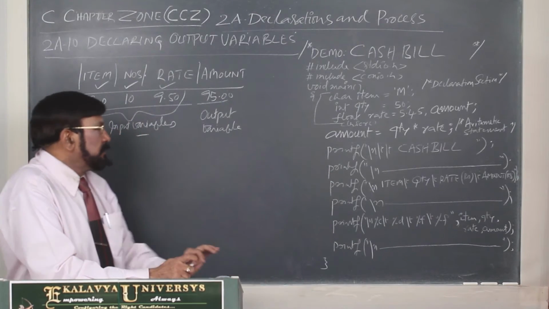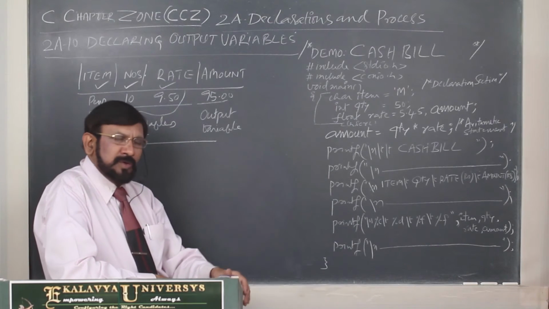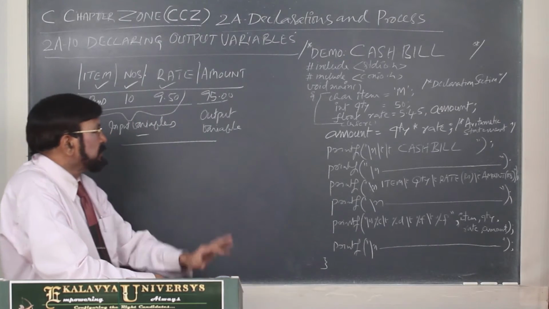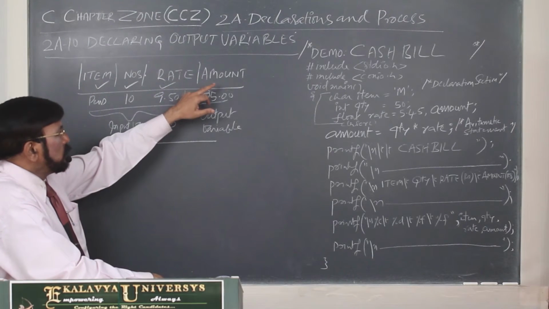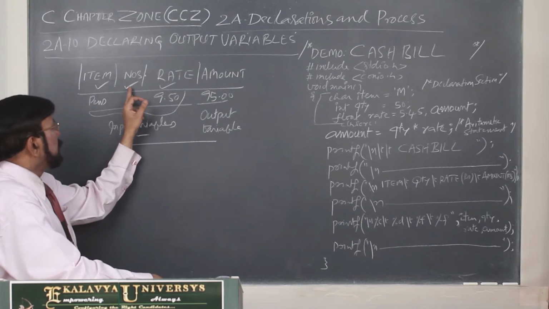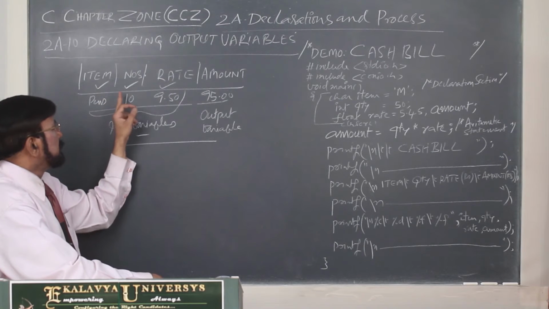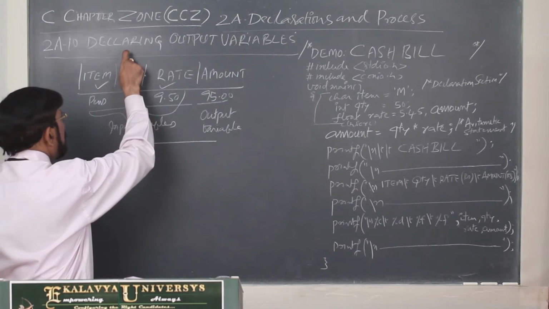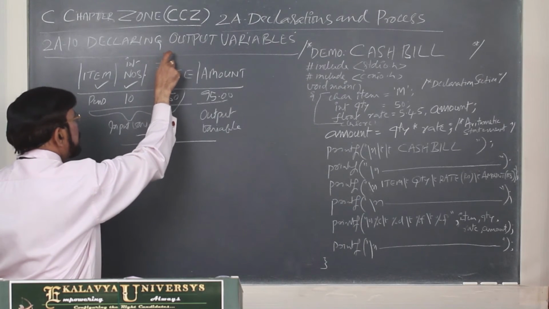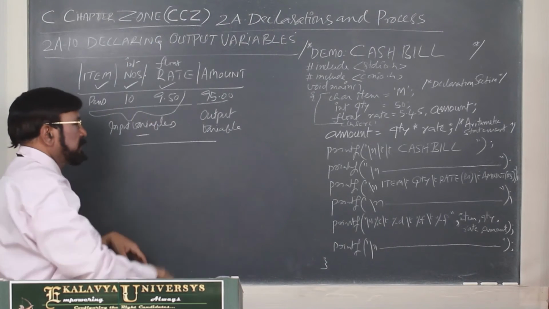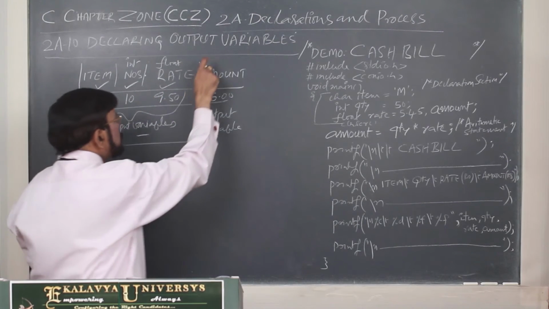Okay. Now for that purpose, one principle is there. How can you arrive at amount? With reference to this case, you tell me how you arrive at this amount. Numbers, that is quantity, into rate. So what is the type of quantity or numbers? Int. What is the data type of rate? Float. So the type of amount is also float.